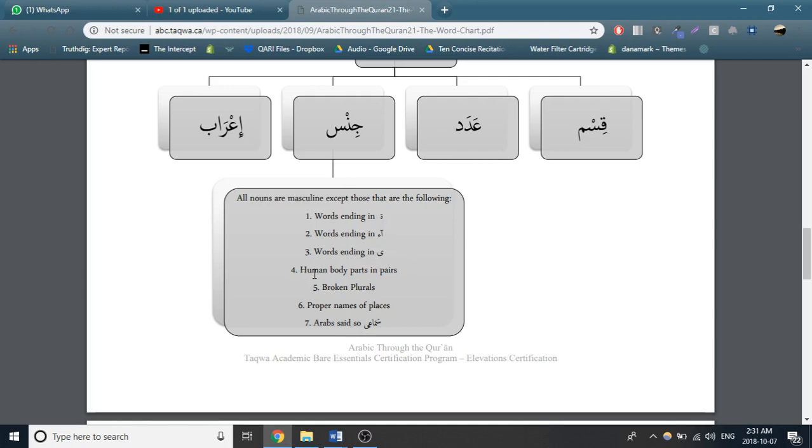Number 4 is human body parts in pairs. Number 5 is broken plurals. Number 6 is proper names of places. Number 7 is because the Arab said so. So a word such as ard, which means earth, it doesn't have any of these signs above, but it's just simply feminine because the Arab said so.